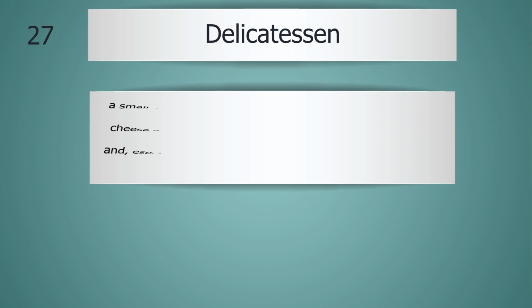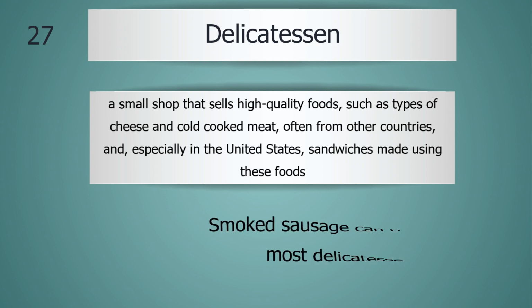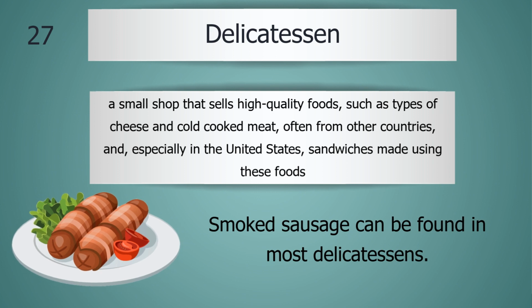Delicatessen, a small shop that sells high quality foods such as types of cheese and cold cooked meat, often from other countries, and, especially in the United States, sandwiches made using these foods. Smoked sausage can be found in most delicatessens.